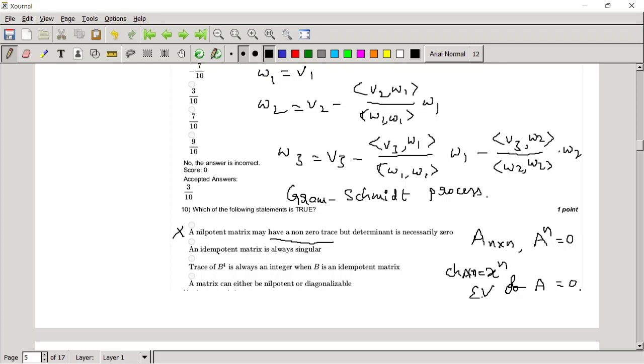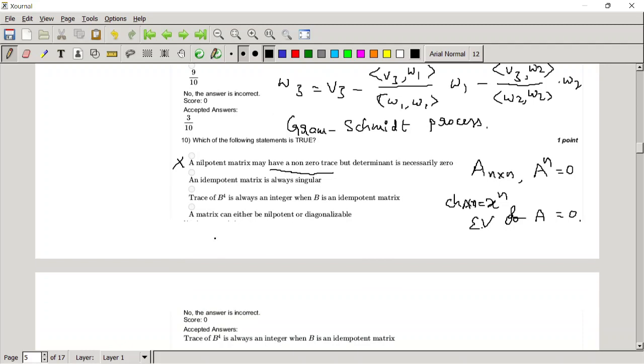Similarly for the second option, when A is an idempotent matrix, an idempotent matrix A is always singular. That means whenever A is idempotent, we call A idempotent if A square equals identity. By this we can say minimal polynomial. Here I am writing minimal polynomial, and here I wrote characteristic polynomial. Can you understand why I wrote this difference?